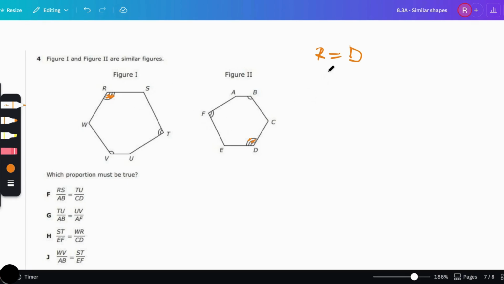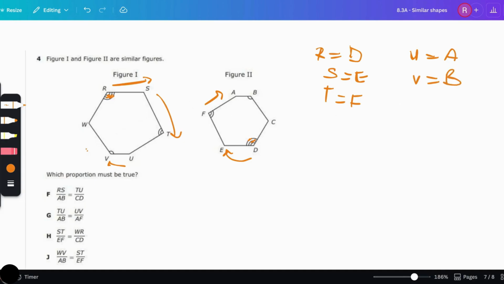Then let's move to the right. S will be equal to E. When we move to the right, we are moving clockwise. So after S we have T. T is equal to F, still moving clockwise. After T we have U. U is equal to A, still moving clockwise. We have V is equal to B, and then lastly we have W is equal to C. And that is how to know the angles that are equal.